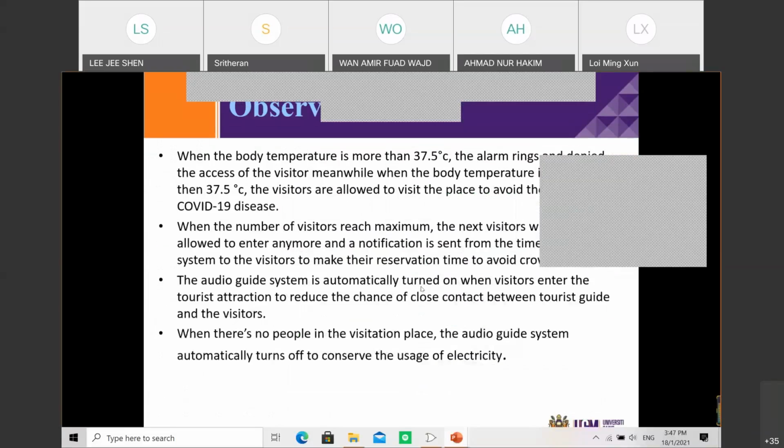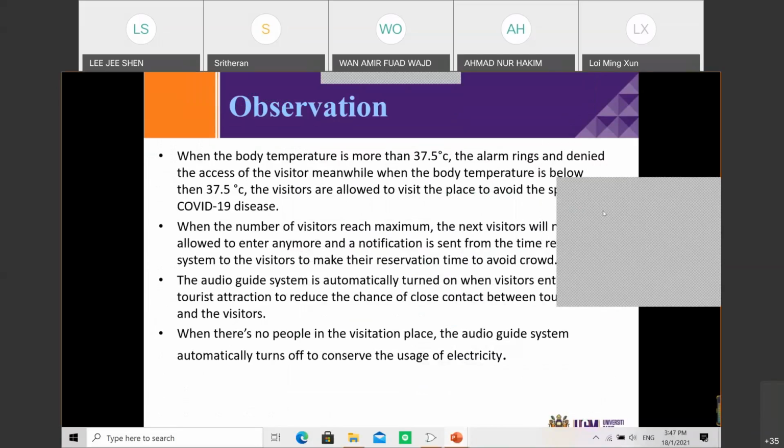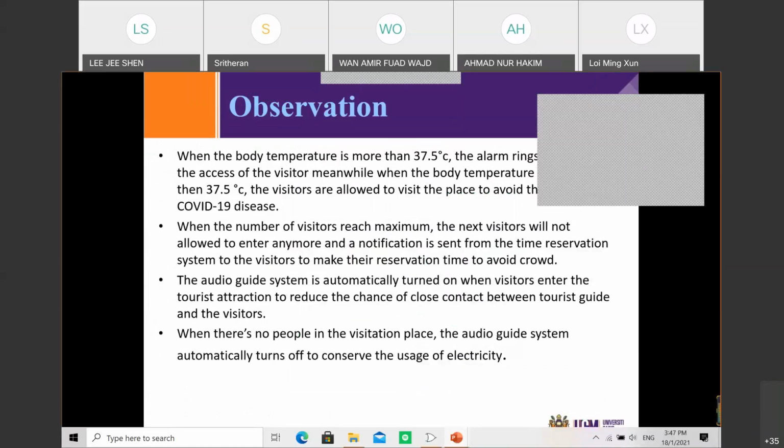As you can see from the circuit just now, when the body temperature is more than 37.5 degrees Celsius, the alarm will ring and deny access to the visitor. Meanwhile, when the body temperature is below 37.5 degrees Celsius, visitors are allowed to visit the place, to avoid the spread of COVID-19. When the number of visitors reaches the maximum, the next visitors are not allowed to enter, and a notification is sent from the time reservation system to the visitor to make their reservation time to avoid crowds.